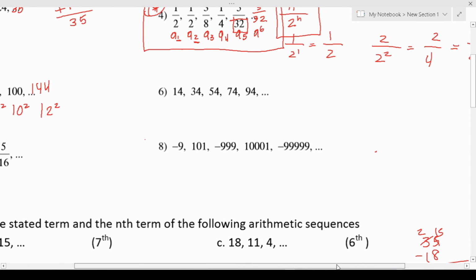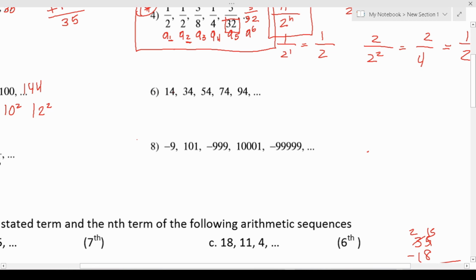Let's take a look at number 6. We have 14, 34, 54, 74, 94. To go from 14 to 34, we would add 20. To go from 34 to 54, again, we would add 20. To go from 54 to 74, again, we add 20. And to go from 74 to 94, we add 20. So clearly the pattern is to add 20 to each term. So to go from 94 to the next term in this sequence, we're going to add 20.